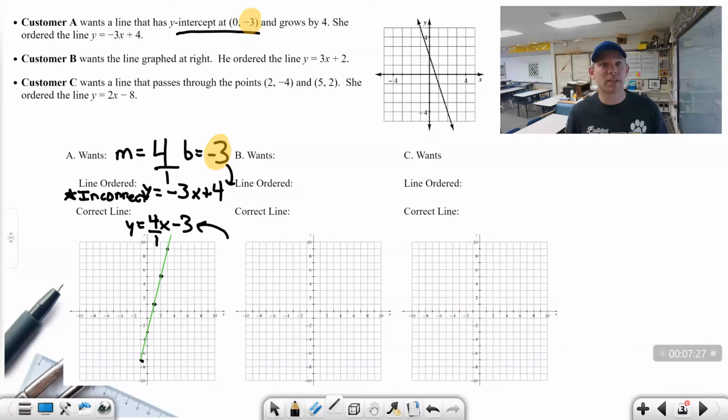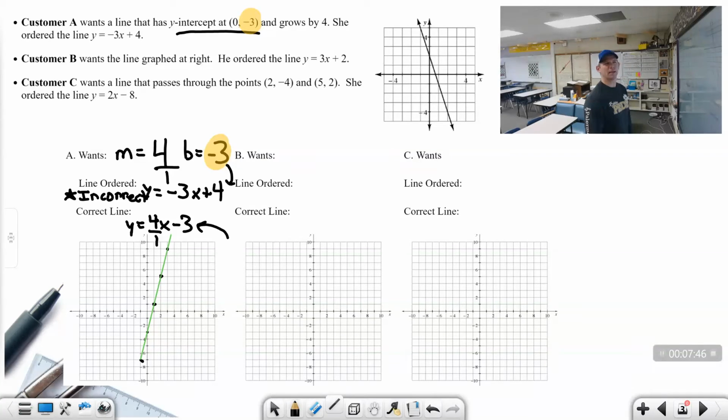And I have to figure out the mistake, or I have to figure out where you went wrong, okay? I've been doing this, and so my eye sees it. I'm trying to get you to see the same thing. So let's go ahead and do letter B. Customer B wants the line graphed at right.